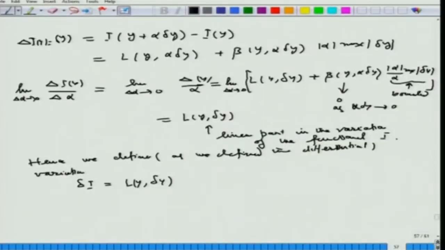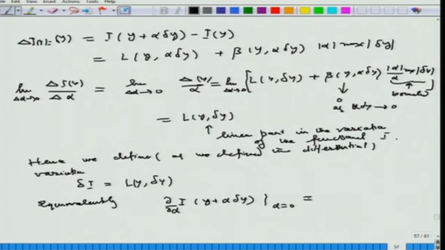Now, in the same manner as in the function case, we can have an equivalent definition. Equivalently, we define the partial derivative with respect to α of I(y + αδy), evaluated at α equal to 0. This is what we have seen in this case as the variation, and this is what will be called δI at y. This equivalent definition is very convenient to use, and we will be using it subsequently in our lectures.